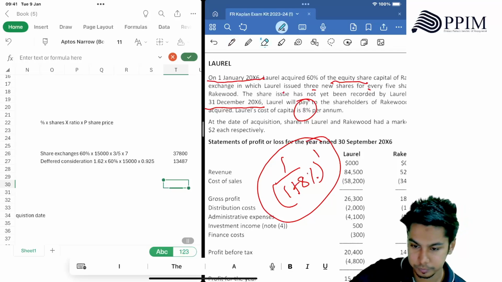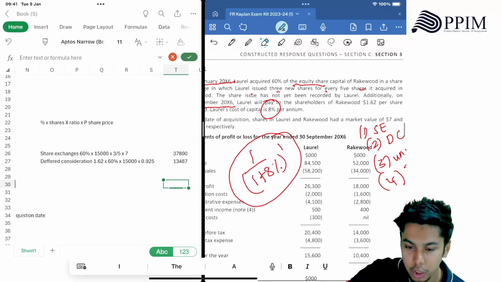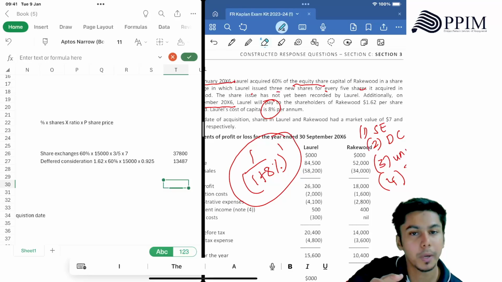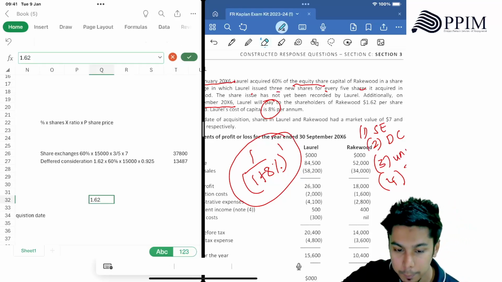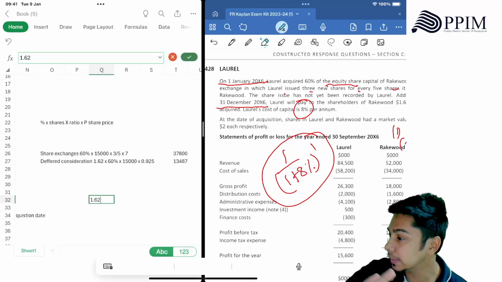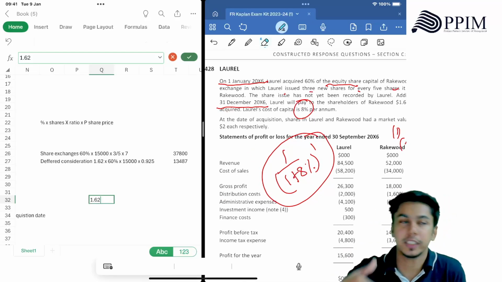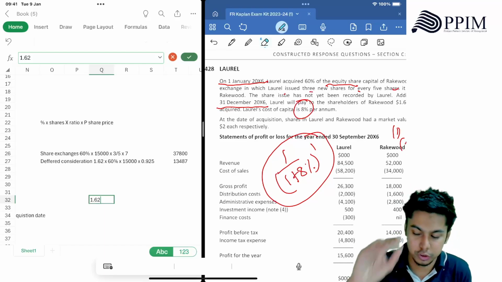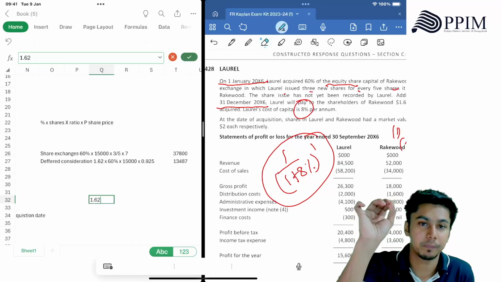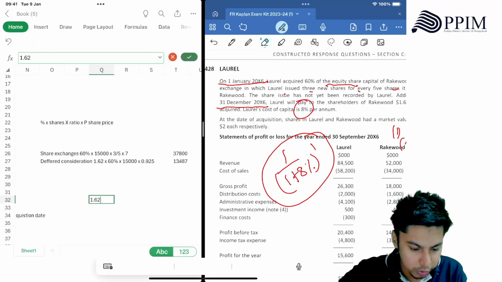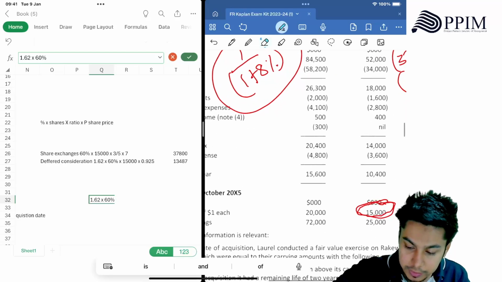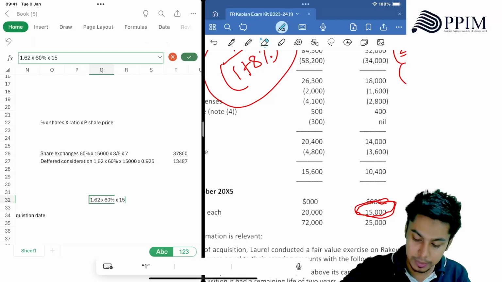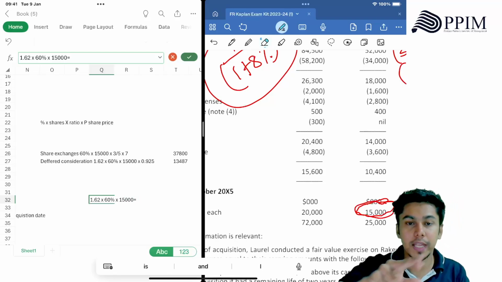I'll show you. They are telling that Laurel will pay shareholders 1.62. So you start with 1.62 per share acquired. Now in this company, how many shares? For deferred consideration, always go with the wording of how the question says. First they say 1.62 per share acquired. How much did you buy? You bought 60% of the company. 60% of how many shares? The subsidiary has 15,000 shares in their organization. So multiply by 15. When you get this, that's the future value.